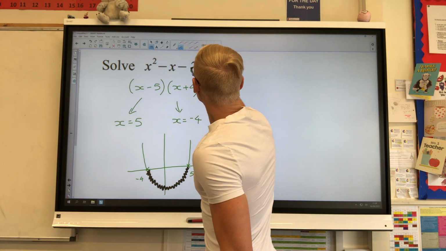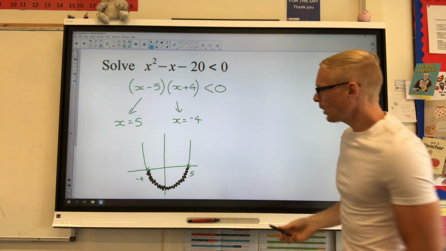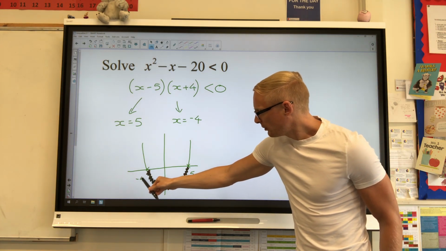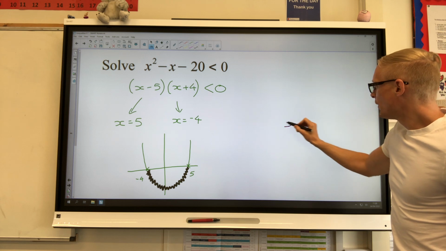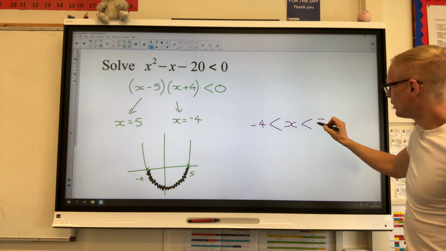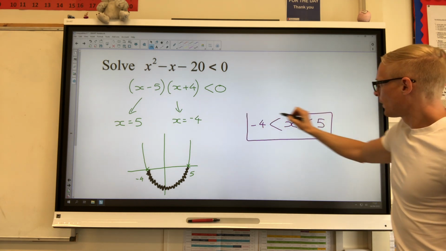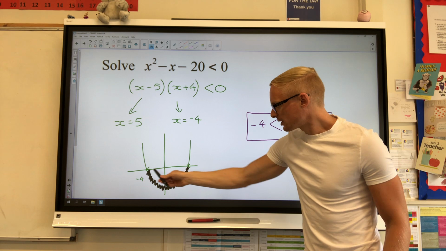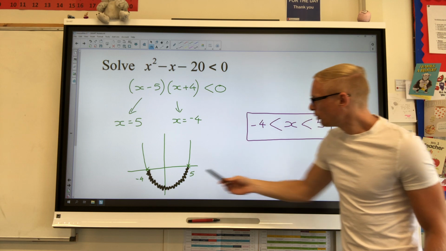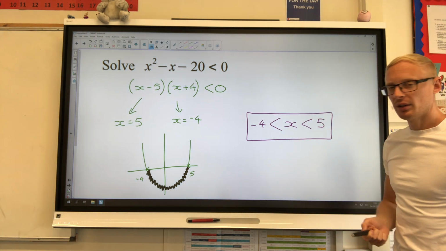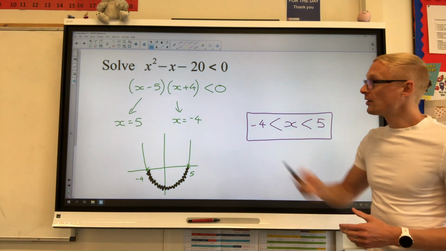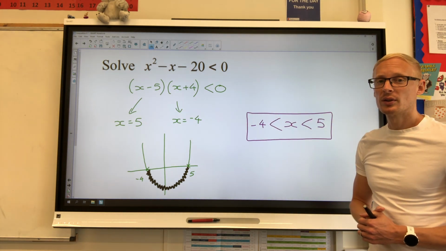In terms of writing an answer for that, if you look at my x values here, they are in between negative 4 and 5. So I write that as x needs to be greater than negative 4 and less than 5. That's how I'm describing these x values in between here. They are greater than negative 4 and less than 5. So that is my answer to this question, solving that quadratic inequality.